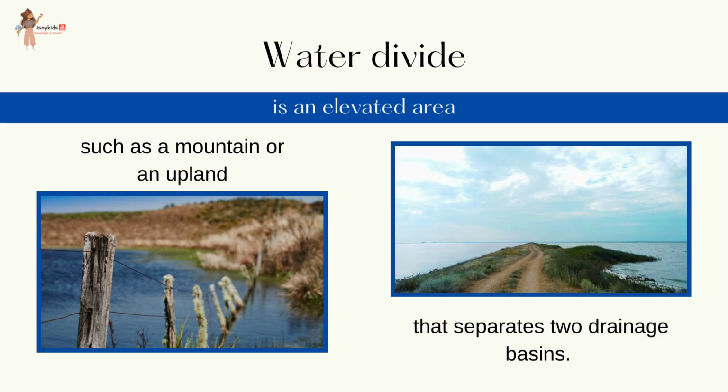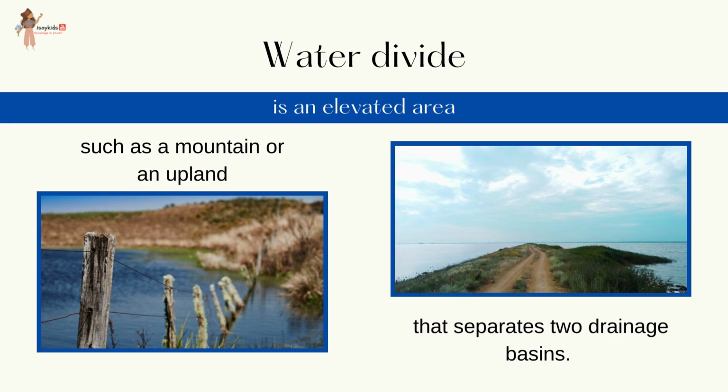Any elevated area, such as a mountain or an upland, that separates two drainage basins is known as a water divide.